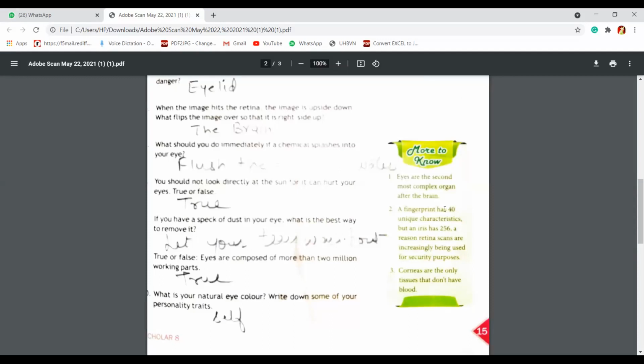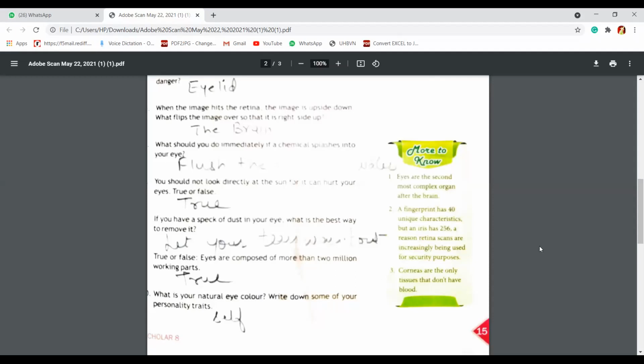A fingerprint has 40 unique characteristics, but an iris has 256. That is the reason retina scans and iris scans are increasingly being used for security purposes. And corneas are the only tissues that don't have blood. The cornea is the one that doesn't have blood. In the cornea, no blood is there.